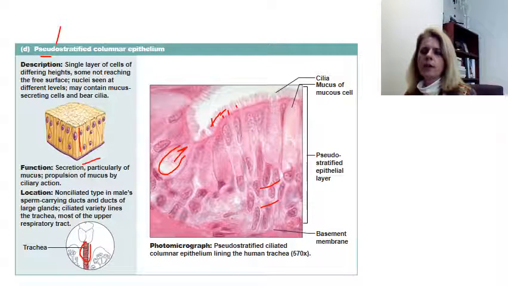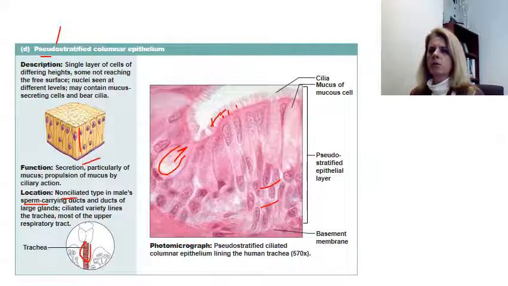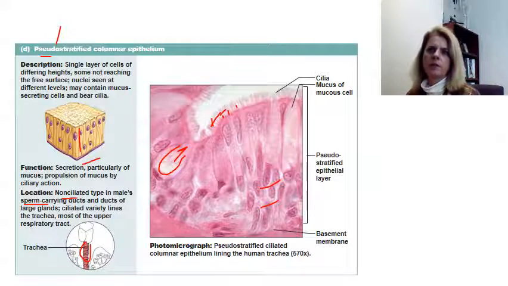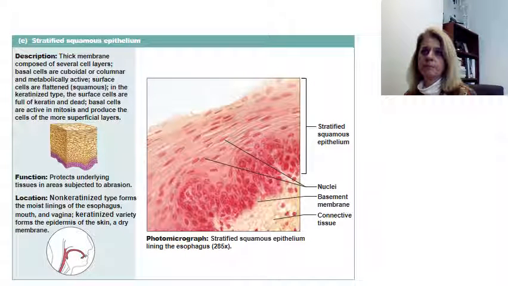All right. You also have some non-ciliated type, and you're going to see those in the sperm-carrying ducts of the male. Whereas the female needs cilia to move the egg, the male does not need cilia to move the sperm. Okay, that's a different type of propulsion that moves the sperm. It does not require the cilia. So that's pseudo-stratified.